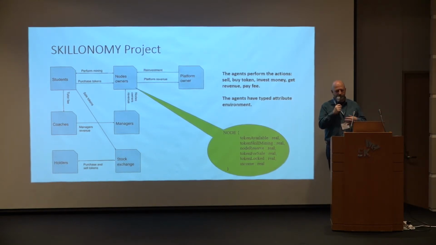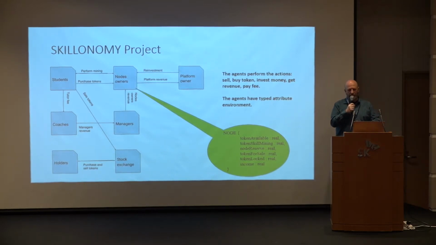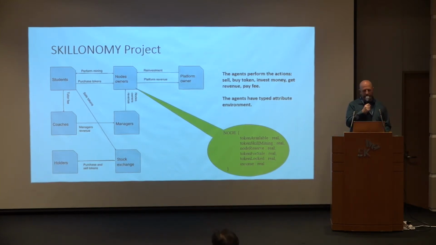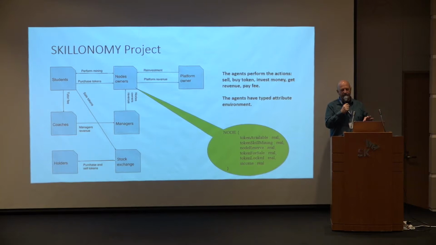There are good students, best students, excellent students, different kinds of students. There are also other agents that are interactive: the coaches and managers, who were hired by node owners. The agents perform different actions. They sell and buy tokens, since there is a token in the system. They invest money, invest tokens, get revenue, and pay fees. Every agent's type is defined by a set of typed attributes: real, symbolic, integer, enumerated.